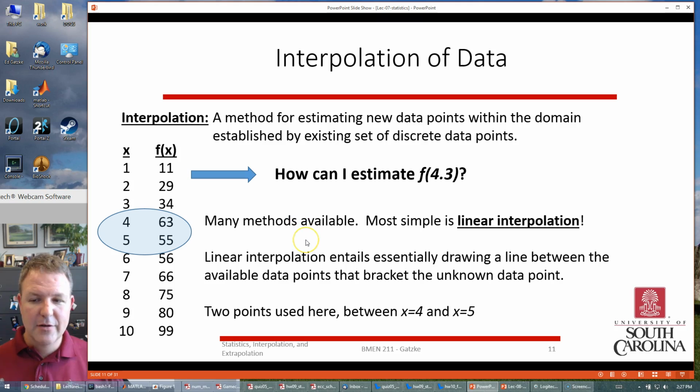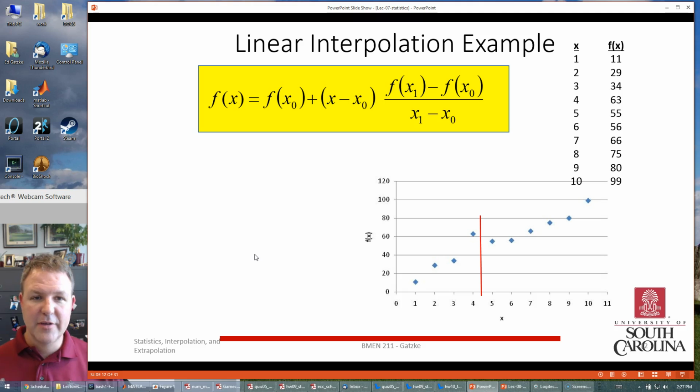The simplest way to do this is linear interpolation. So we're going to use 2 points. We're going to have x equals 4 and x equals 5, and try and find the value at x equals 4.3. So we know it should be somewhere between 63 and 55. So we're going to use linear interpolation for this data. The formula for that is given here.